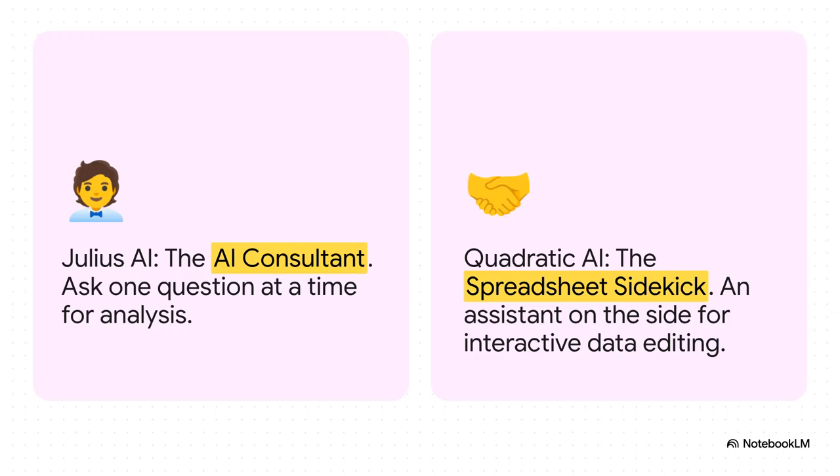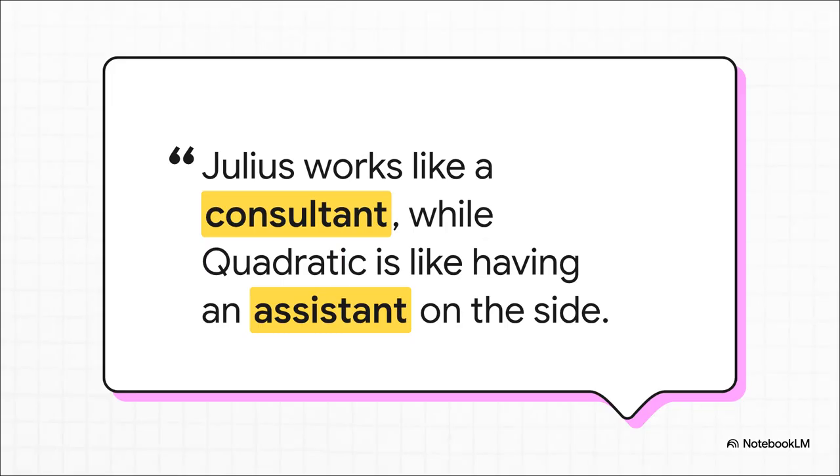And the best way to understand the difference is to think about their roles. Julius is like an AI consultant you call in for a specific job. Quadratic, well, that's more like a spreadsheet sidekick who's right there with you in the trenches. And that distinction, it's everything. A consultant means you're having a very specific conversation. You ask a question, you get a finished report back. But an assistant on the side, that's more of a real-time collaboration. You're working with the tool, not just giving it orders.